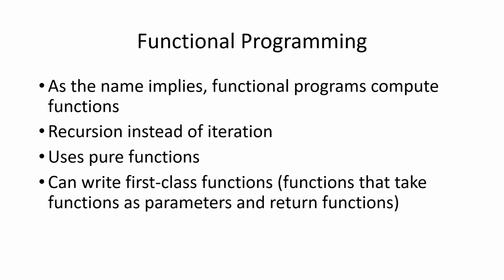Functional languages, as the name implies, compute functions. Because you cannot change the value of a variable in a functional programming language, you have to use recursion instead of iteration. You certainly couldn't iterate until a variable had a value, because the variable always has the same value. There are what they call first-class functions, functions that take other functions as parameters, and you can return a function. These functions have no side effects and always return the same value given the same input.